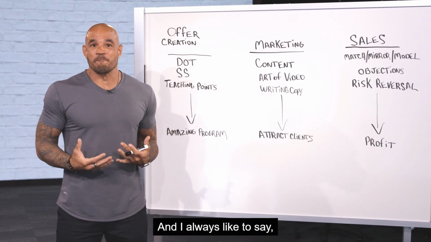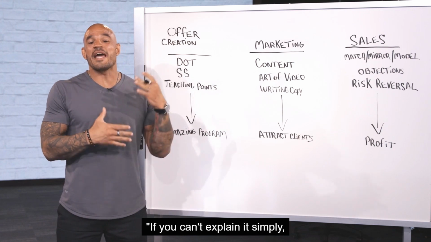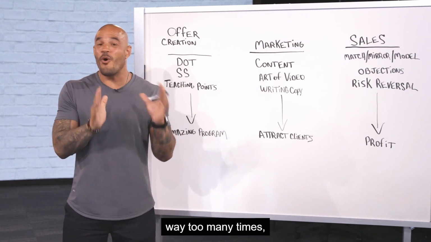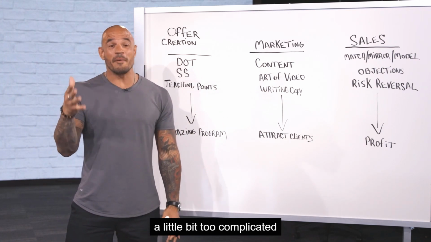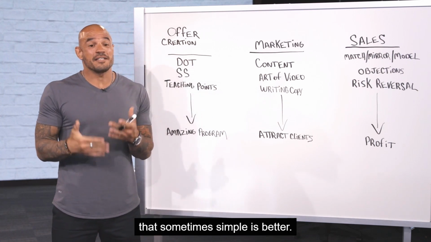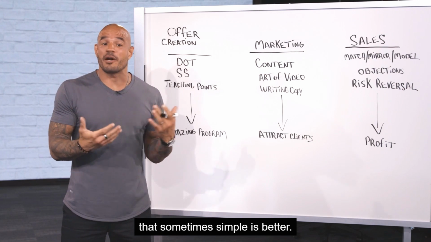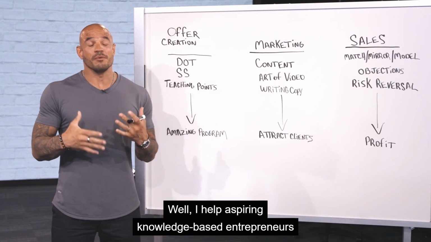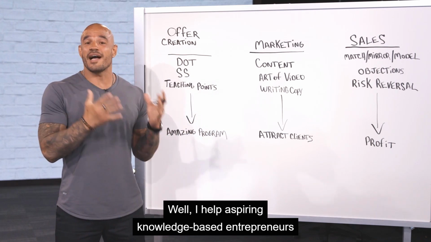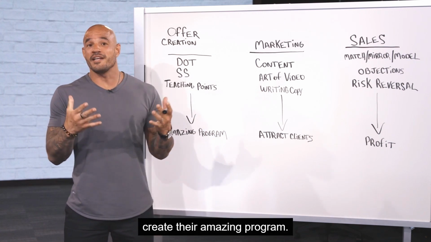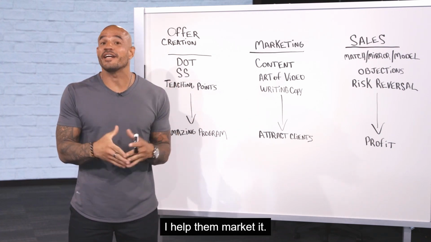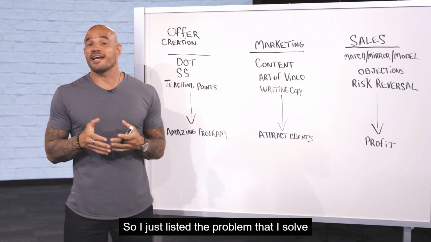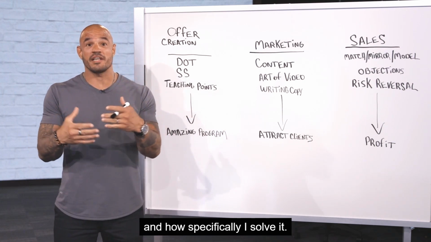And I always like to say, it's one of Einstein's quotes: if you can't explain it simply, you don't understand it well enough. So I needed to tell myself this way too many times because I made things a little bit too complicated and I didn't realize that sometimes simple is better. So myself as a business coach, what's the problem that I solve? Well, I help aspiring knowledge-based entrepreneurs create their amazing program. I help them market it. I help them sell it. So I just listed the problem that I solve and how specifically I solve it.